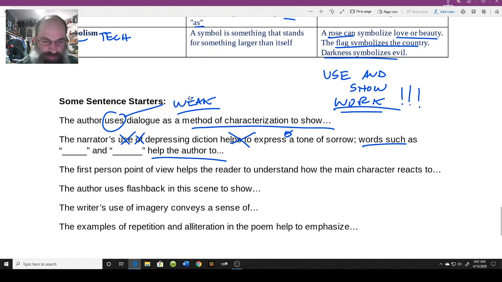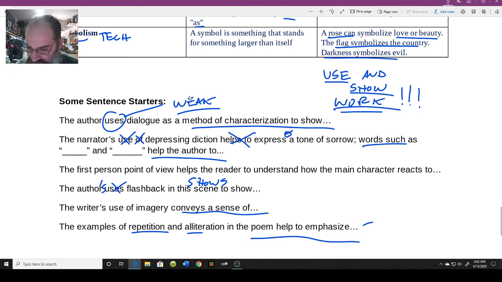All right. First person point of view helps the reader to understand how the main character reacts to. The author uses flashback in this scene to show. The author's flashback shows. So demonstrates, reveals. Demonstrates and reveals are stronger words, but there it is. The writer's use of imagery conveys a sense of. The examples of repetition and alliteration in the poem help to emphasize, but this is question 1, and we're not too concerned with that.